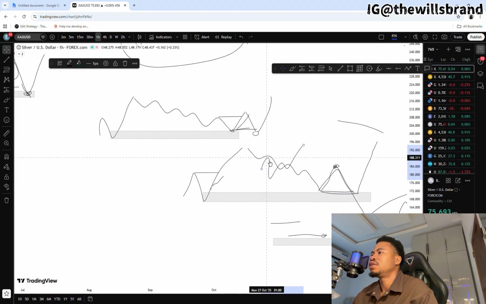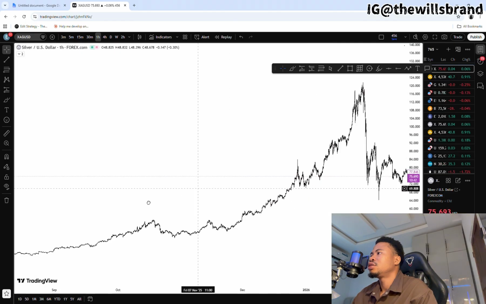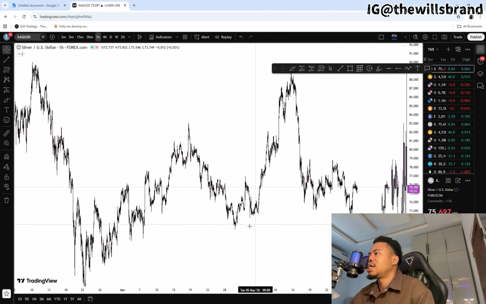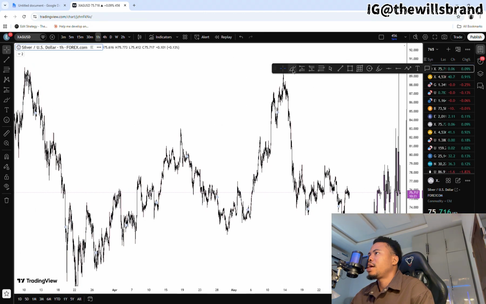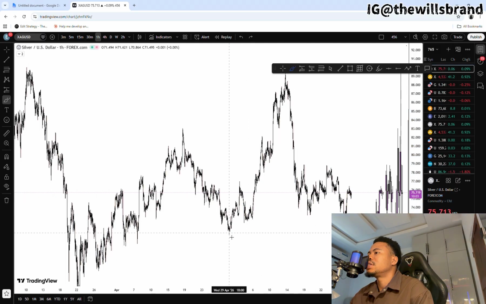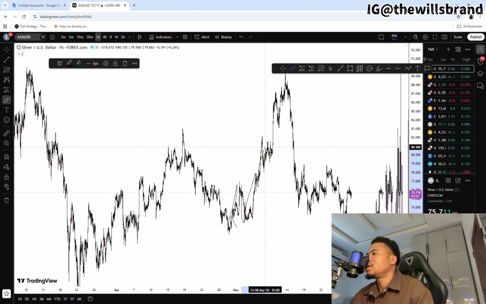So let's get to the recharts and see some examples. So this is on silver. We can even see an example right here. So we have this break, price broke structure. So obviously this is an impulse. Now look at all of these, the impulse has what? A trend inside of it. Look, we made impulse, correction, impulse, correction, impulse, correction, impulse, correction.